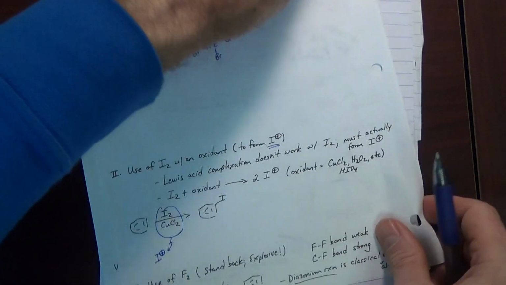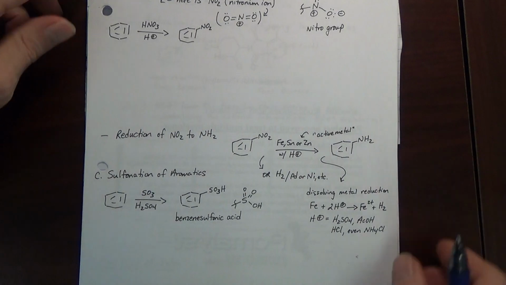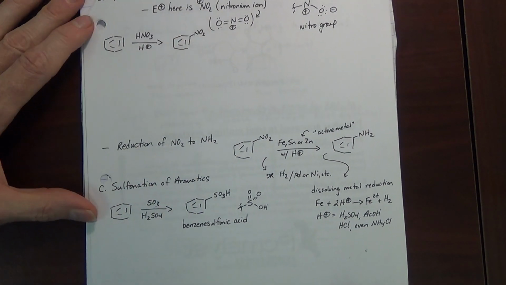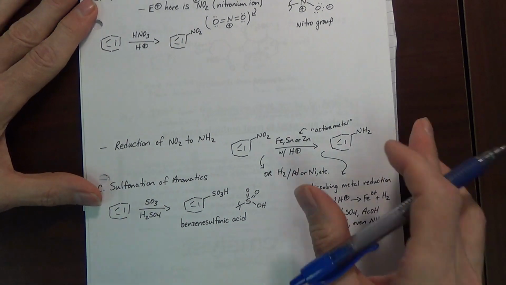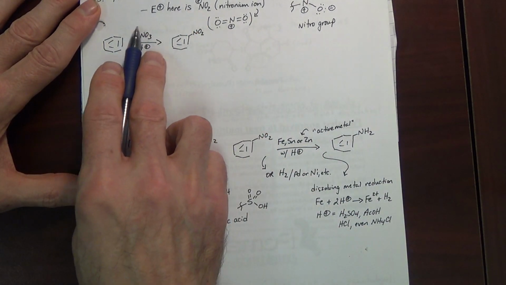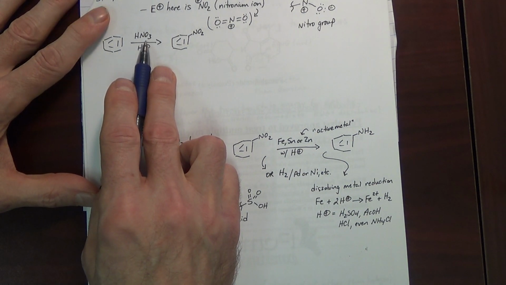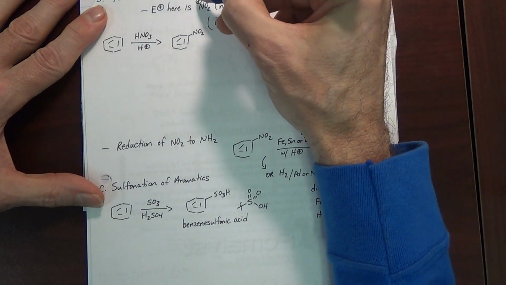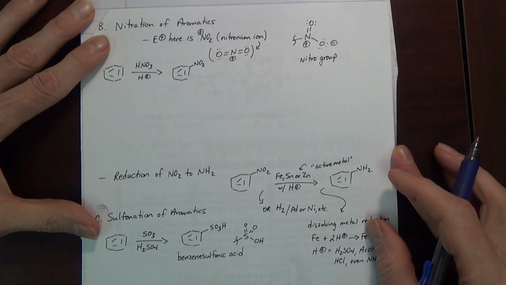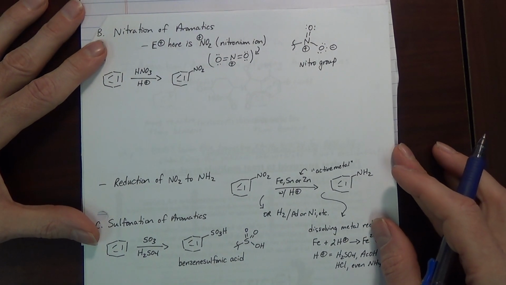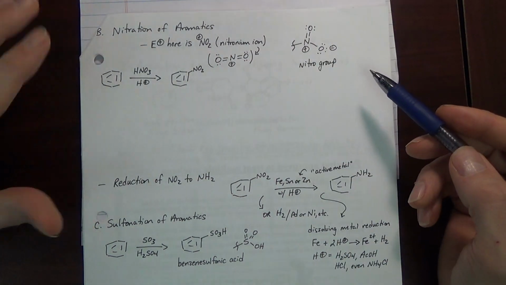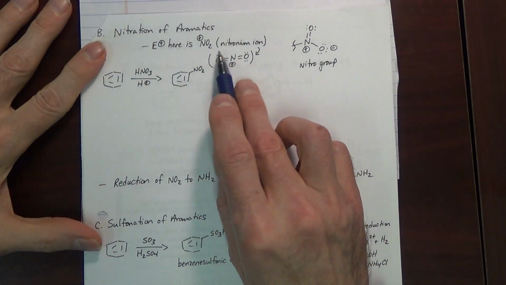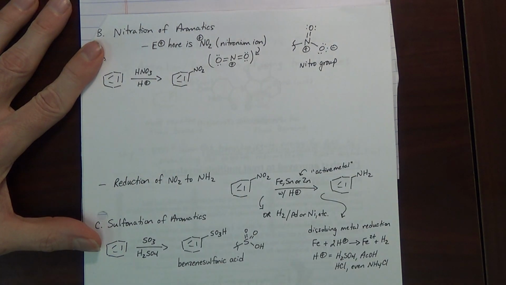And nitration is the first reaction of the fluorine lab. When you do a nitration of an aromatic, you typically use nitric acid. And the electrophile here is the so-called nitronium ion, NO2 plus. And here's a Lewis structure for the nitronium ion. And we see with the positive charge here, it should be electrophilic.